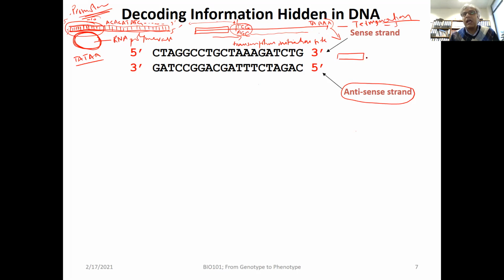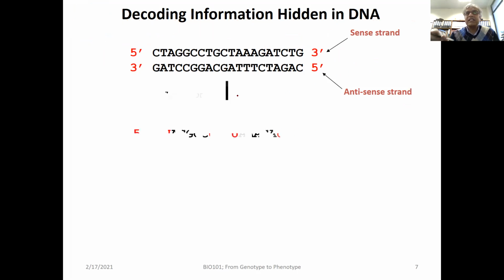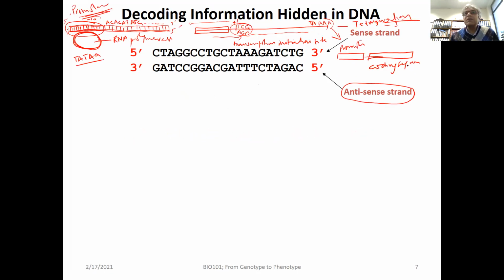A gene has a promoter element, which will be recognized by RNA polymerase. Then there will be a coding sequence, which will be copied in the form of messenger RNA. And then there must be a termination sequence. So a gene comprises promoter sequences, coding sequences, which are decoded in the form of messenger RNA, and then termination sequences, which are recognized by RNA polymerase, and RNA polymerase falls off.